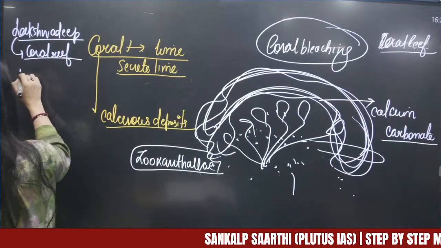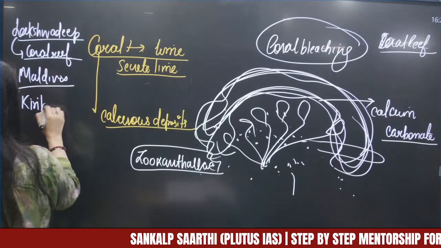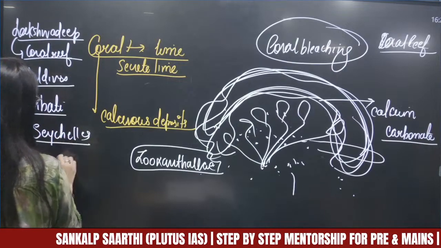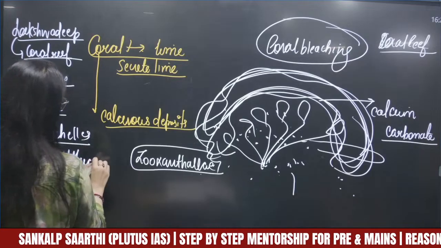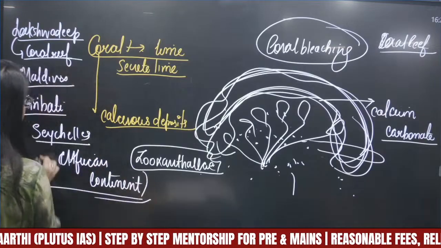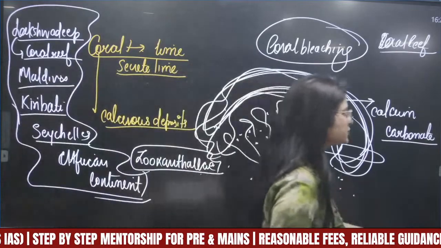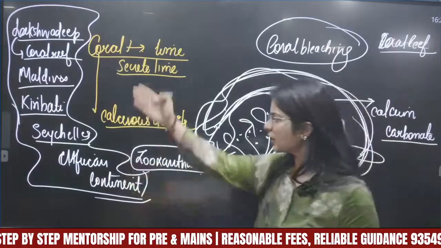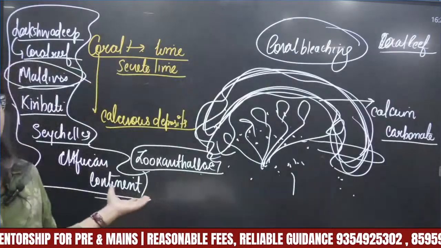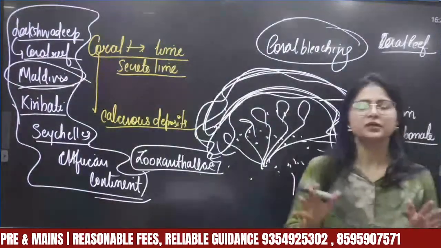Maldives made of coral reefs. Kiribati, coral reef. Your Seychelles, which is an island of the African continent, that is also coral reefs. So you can see how many places, how many locations, how many countries have been formed, and the whole country of Maldives is situated and has been formed out of coral reefs. Therefore, it is important to understand, and it is also important to conserve these coral reefs.